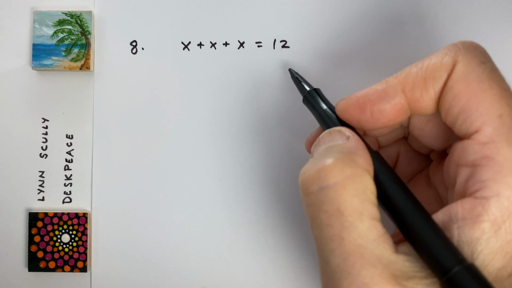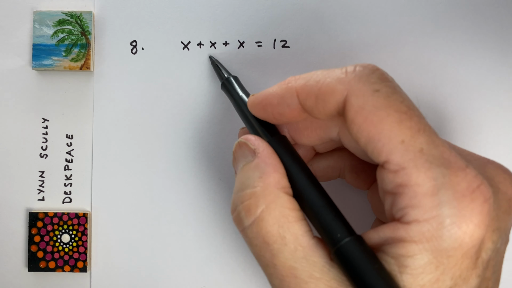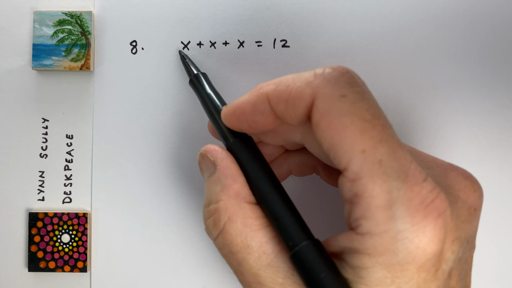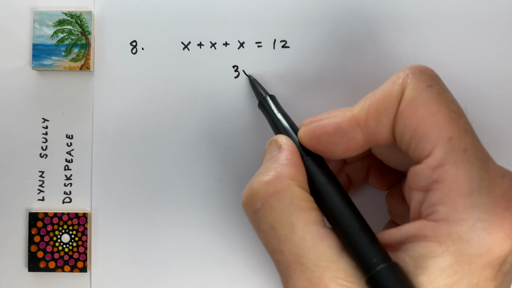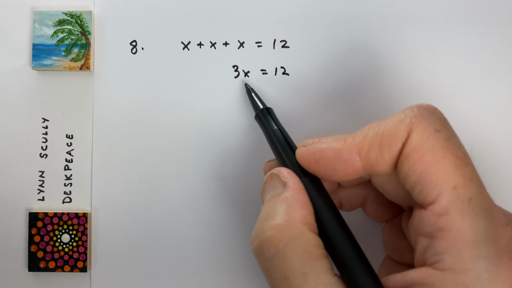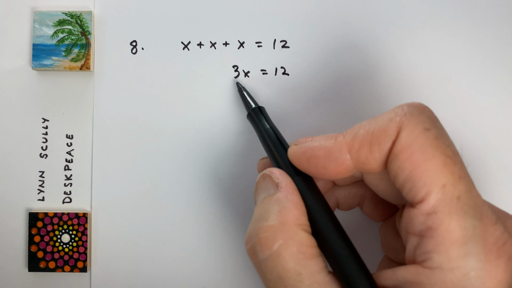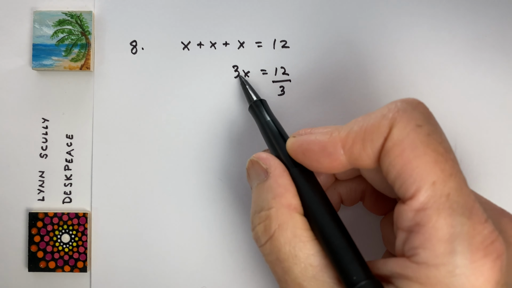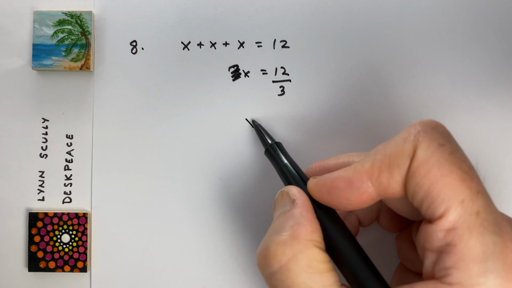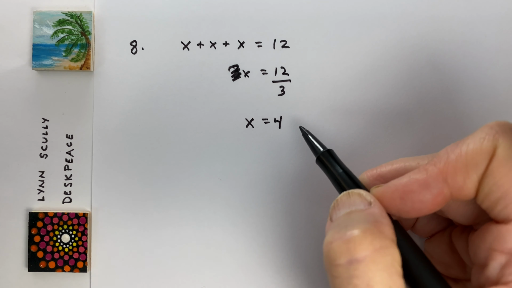Number 8, x plus x plus x equals 12. 1, 2, 3. I have 3 x's equals 12. Now I want to get x alone. 3 is attached by multiplication. Move it by division to the other side of the equal sign. I'm getting x equals 4.